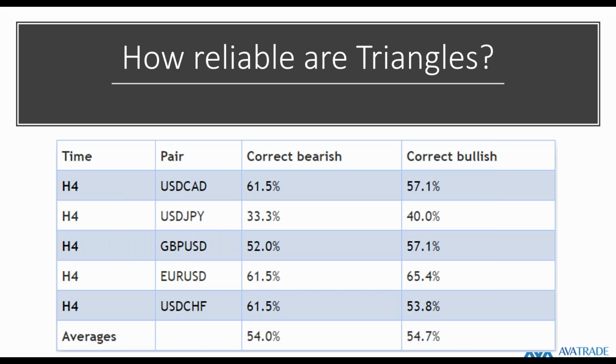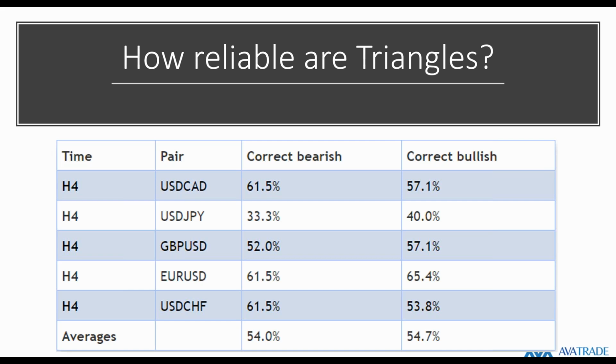Now, if you notice, when I got my triangle and it was a clear bullish or bearish signal, 61.5% of the time it was correct. Well, that's not a bad margin. Correct bullish was 57.1, but that was only on a 4-hour chart and only on the Canadian dollar. For some reason, when we tested on the Japanese yen, it was only 33% and 40% right. On the pound, it was 52 to 57. The euro was 61 to 65.